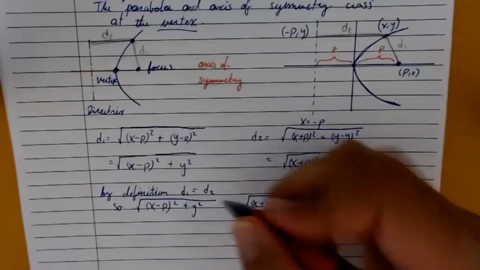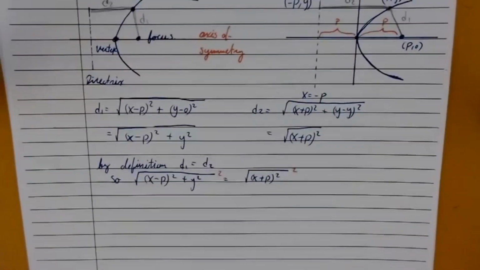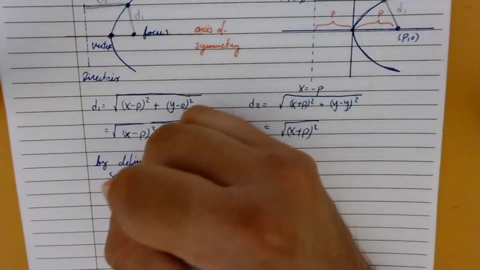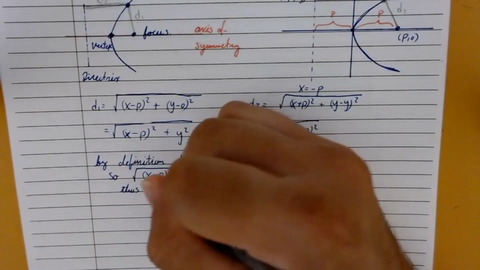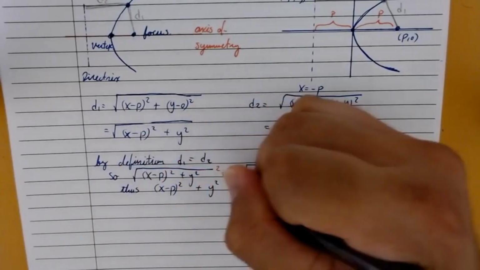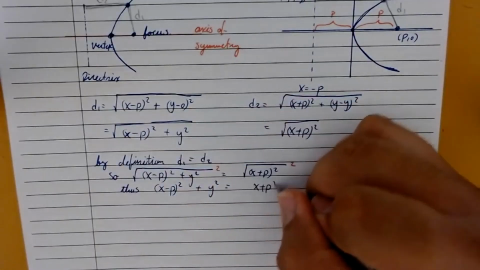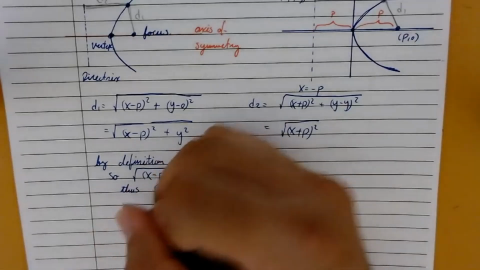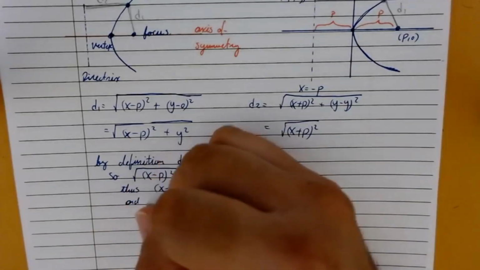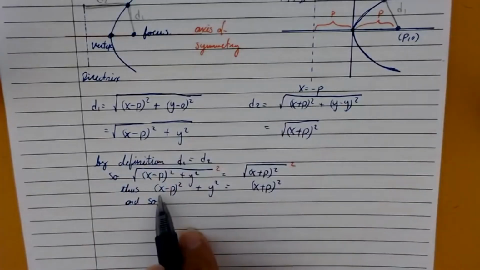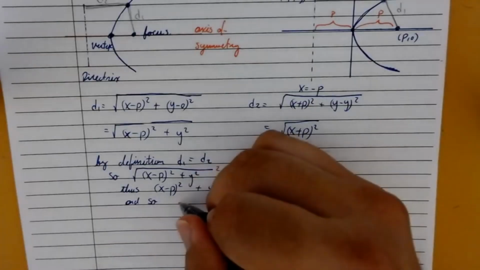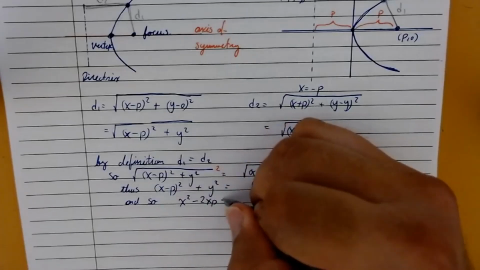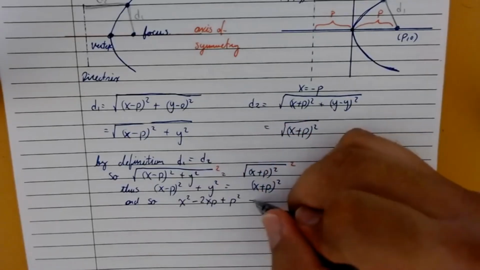Well, if those two are equal to each other, I could square both sides and they'd still be equal. Oh, but by squaring both sides, that gets rid of my square roots. Thus, (x minus p) squared plus y squared is equal to (x plus p) squared. No more square root and no more square root. And so, I can always expand this. (x minus p) squared is x minus p times x minus p. That's x squared minus 2xp plus p squared. And then don't forget your y squared right there.